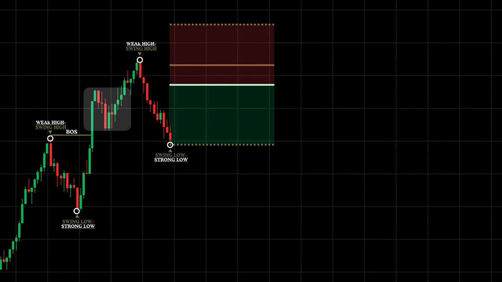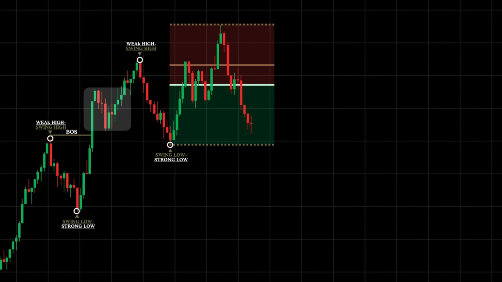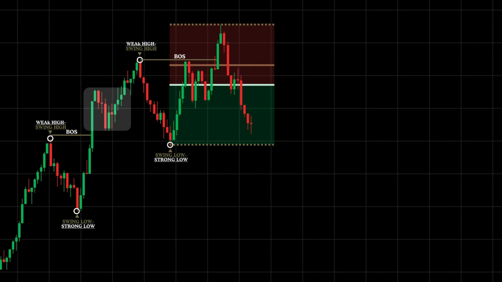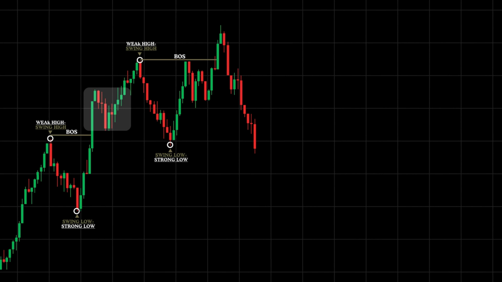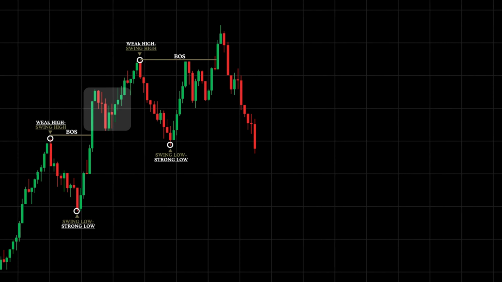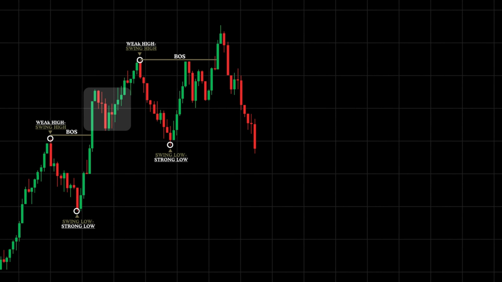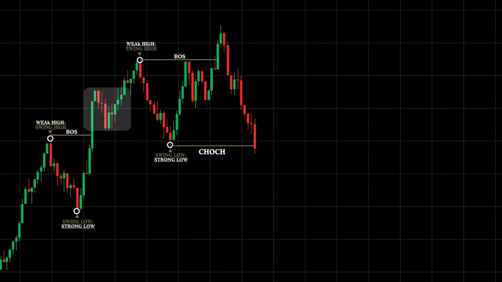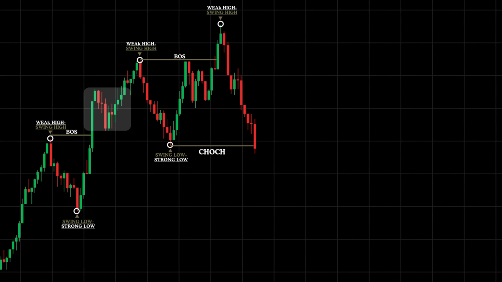Moving forward, we draw Fibonacci again from the new strong low to the high. Price pulls back again and touches the 38.2% level, so once more, this is a valid pullback. We mark the weak high, but now something interesting happens. Instead of breaking higher, price reverses and moves down, breaking the strong low. This gives us a change of character. After a change of character, the trend might be shifting, so the previous weak high becomes the new strong high.